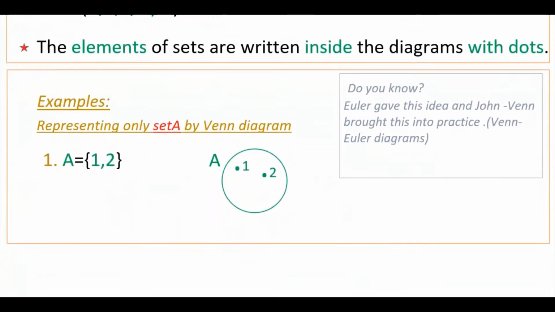For example, here we are representing only set A by a Venn diagram. If you take a set A equal to 1, 2, these are the elements. We can represent this set by using a circle, and this is the set A. The elements 1, 2 we can represent inside the circle with dots. Like this, you have to represent.